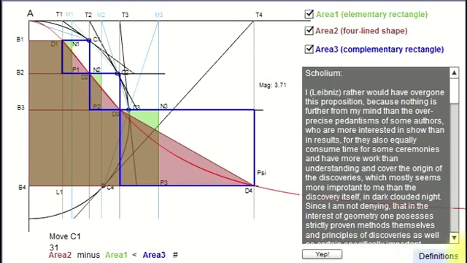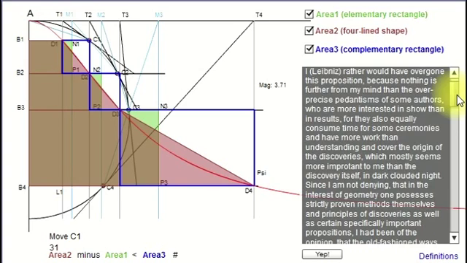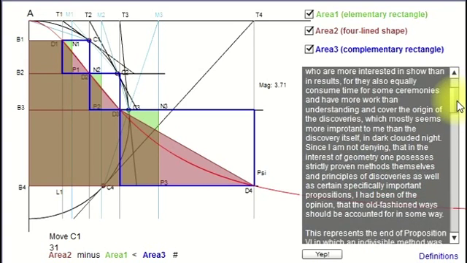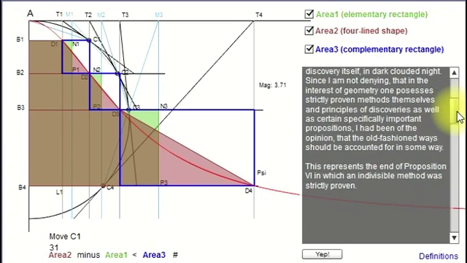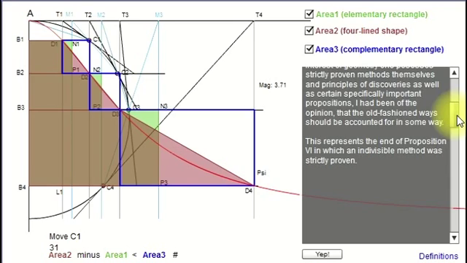Since I am not denying that in the interest of geometry one possesses strictly proven methods themselves and principles of discoveries, as well as certain specifically important propositions, I had been of the opinion that the old-fashioned ways should be accounted for in some way. And this represents the end of proposition 6, in which we were showing that the indivisible method was actually strictly proven and now applicable for the continued development of the infinitesimal calculus.